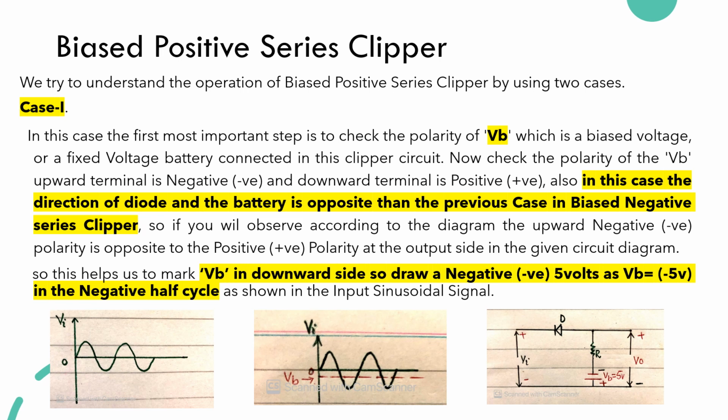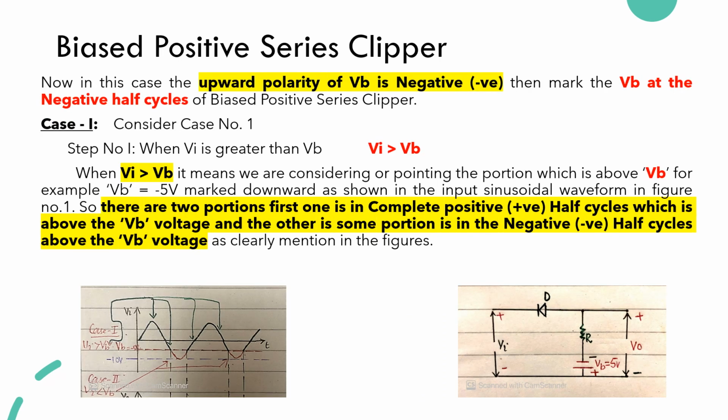So this helps us to mark VB. The first important step is where we mark VB. In this case we mark VB on the downward side. So draw a negative 5 volts, VB is equal to minus 5 volts, in the negative half cycle as shown in the input sinusoidal signal in figure number 2. Now in this case the upward polarity of VB is negative. Then mark VB at the negative half cycles of the biased positive series clipper as in figure number 1.